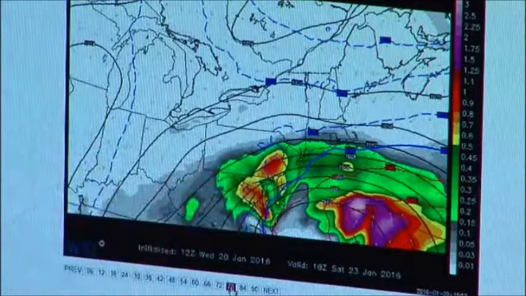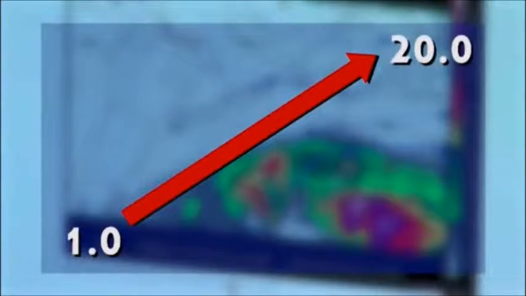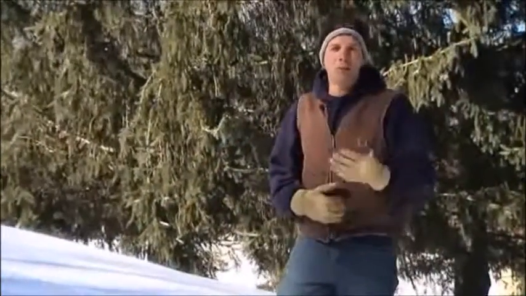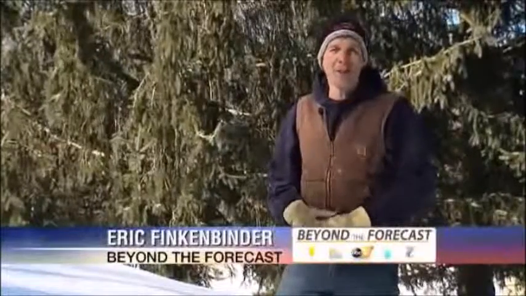Now, if our forecasts are off just by 3/10 of an inch of liquid, that's a difference of 3 inches of snow. Now, what's making this really accumulate quick? It's a powdery type of snowfall. Now, if the temperature profile is very cold and we have Arctic air in place, the snow-to-water ratio is even greater, meaning 1 inch of liquid can equal 15 to even 20 inches of a very powdery light snow. And that's just one of the many elements we have to consider when making snowfall forecasts. From Beyond the Forecast, I'm Eric Finkenbinder.